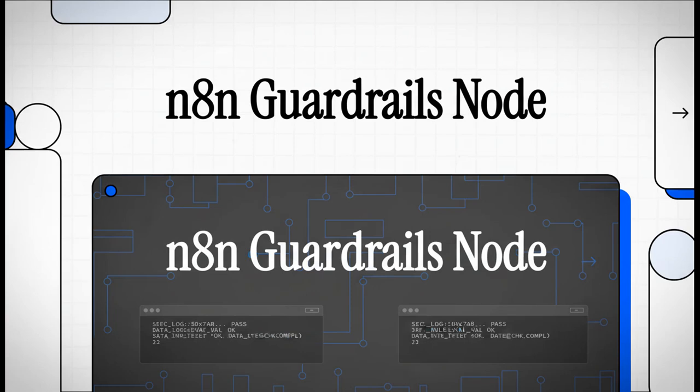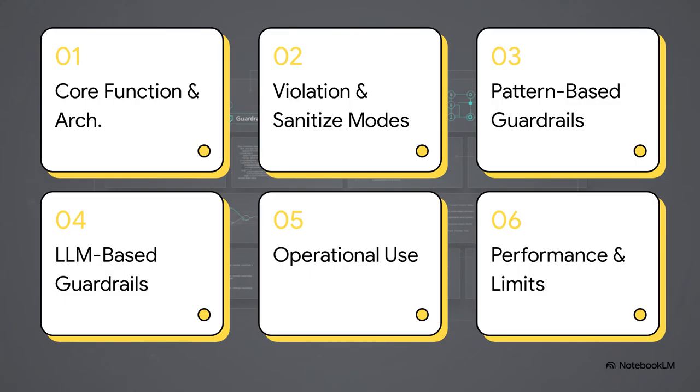This is a technical briefing on the n8n Guardrails node. The node is a component designed for policy enforcement in AI workflows. The briefing is structured in 6 sections. The initial sections cover core function, architecture, and the node's operational modes.